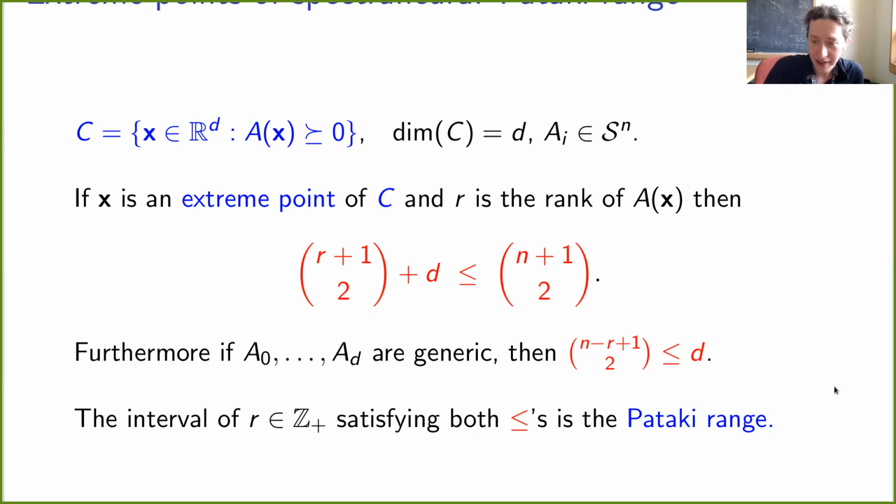And Gabor Pataki, who's a mathematician at UNC Chapel Hill, was one of the first ones to study this. And so this interval of ranks is usually called the Pataki range. And if you're taking extreme points, these are the matrices you might end up at if you solve a semi-definite program.